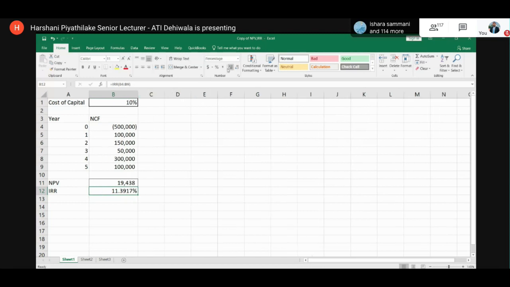When we increase the decimal places, I think it gives more decimal numbers. Not to worry. When we round it, we can see 11.39%. Using Excel formulas, we can calculate net present value and IRR very easily. Okay. Any question?